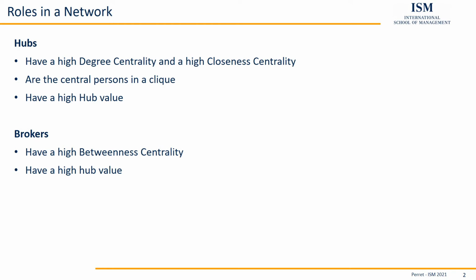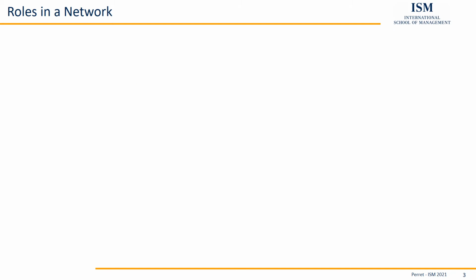Usually they also have a relatively high hub value, because hub value and betweenness centrality in many cases go hand in hand. And as I said, they're essential for the flow of information, or whatever is considered, across or through the network. Those are the two roles regarding transmission across the network.